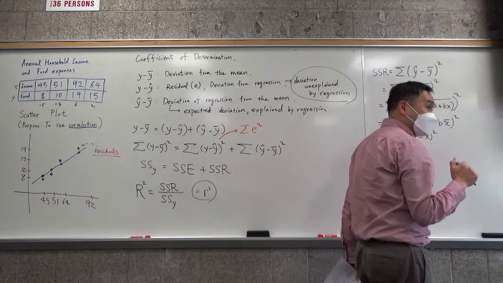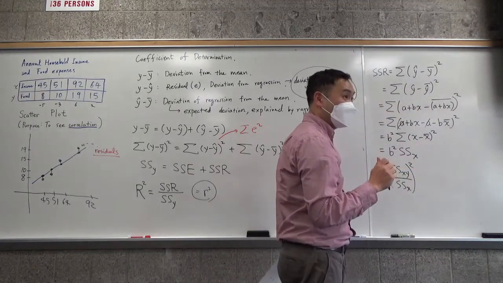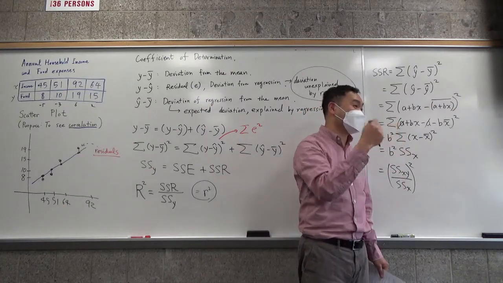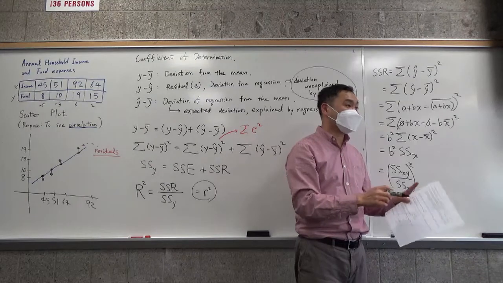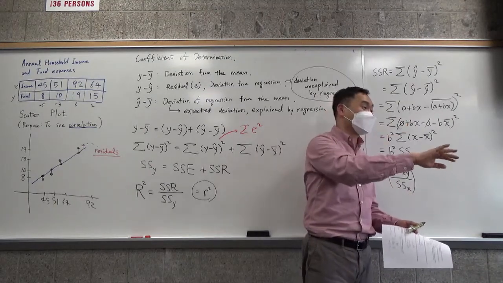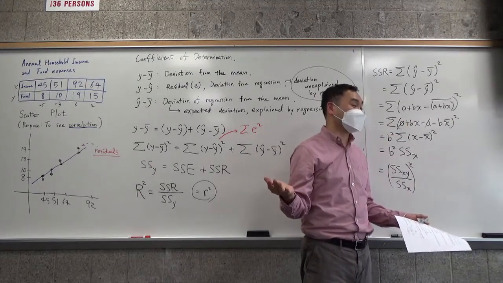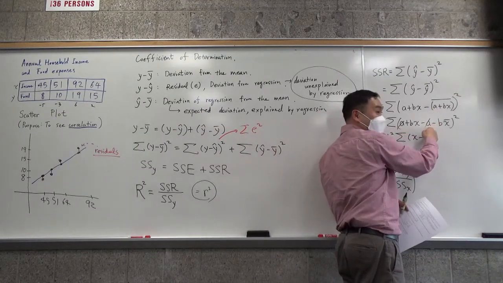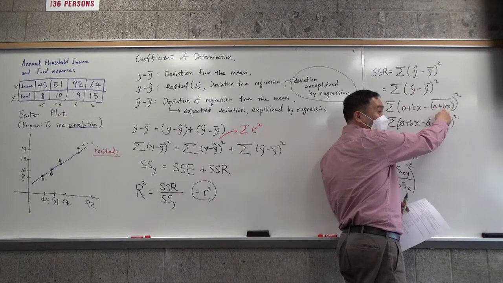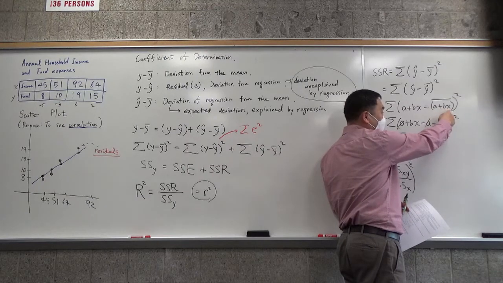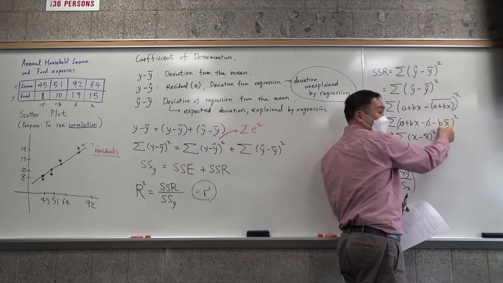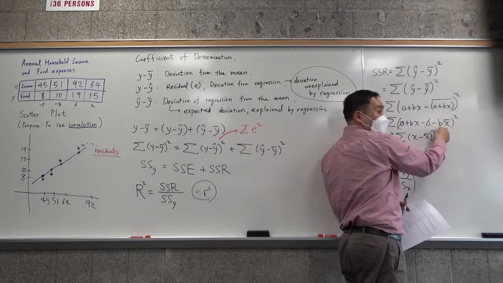Yes? Why can you take the bar away from a? If you have the same number repeated, what's the average? It's itself, right? If you have, say, 7, 7, 7, 7, what's the average of that? 7, right? If the same number is repeated over and over again, it's the same thing as itself. And if you have some number multiplied to each sample, that's the same as taking the average of that and multiplying. Taking the average of bx is the same as taking the average of x and then multiplying by b. Okay.